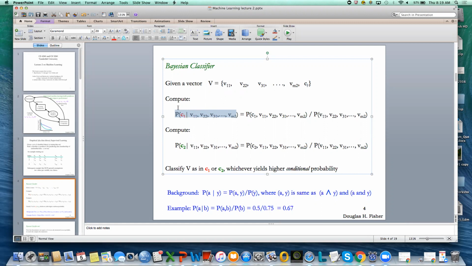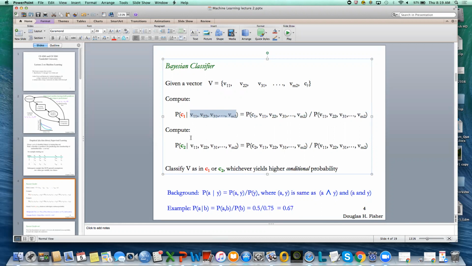What's the probability of class 1 given these attributes? And we can rewrite that as a joint probability over all the features plus the class divided by the probability of the conditioning information alone without the class.